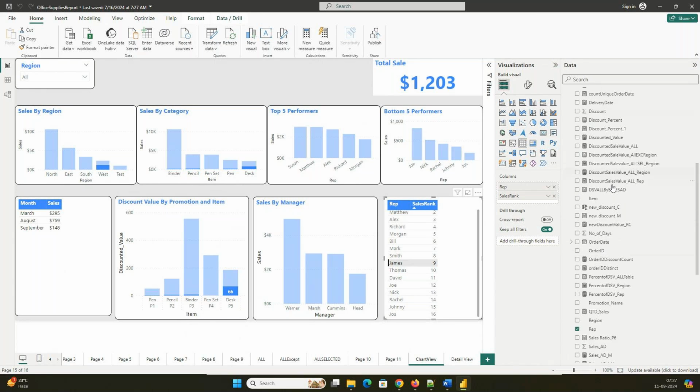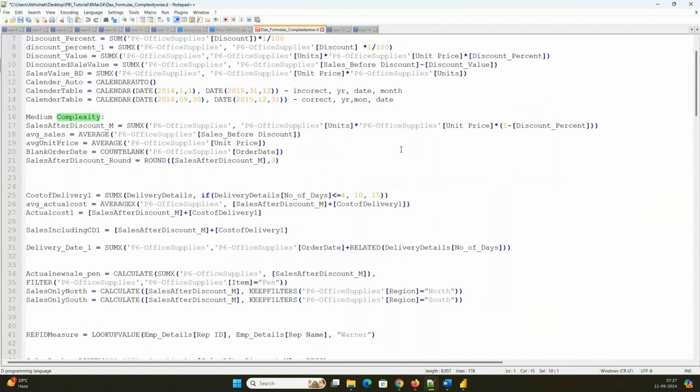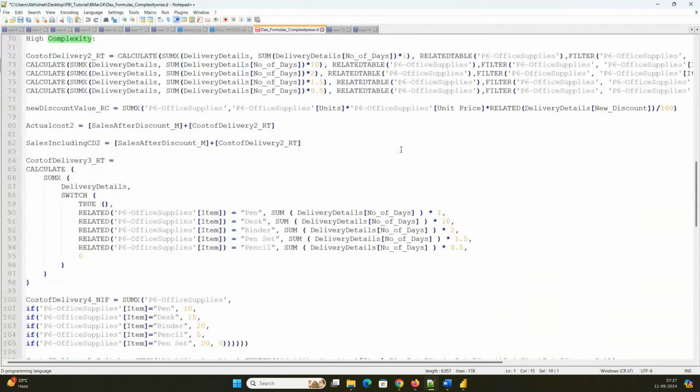All these formulas are written here, and all this will be taught to you. As a convenience, I have put it in Notepad++ so that I will share this also with you. I will be writing this and you can also practice how to write measures. Any questions now?